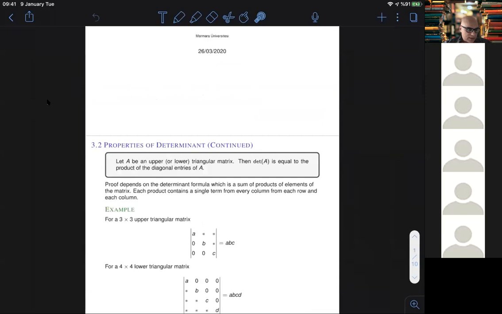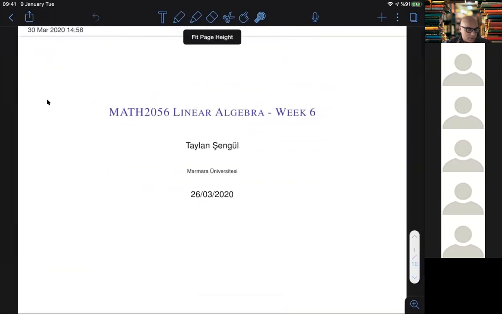Okay, so this is the second week. We will continue with the properties of determinants, okay?